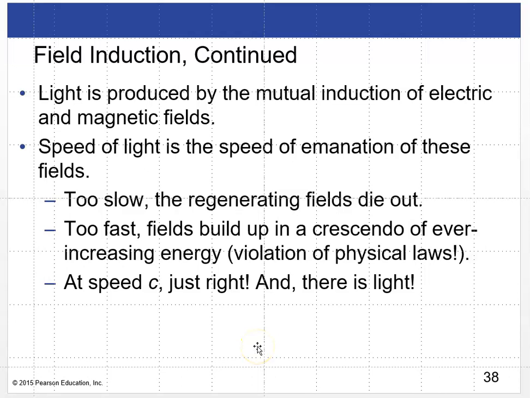If the electromagnetic radiation tries to go too slow, the regenerating fields die out. The electric field and the magnetic field don't self-induce each other. If it tries to go too fast, the fields build up, and that would violate conservation of energy. There's one Goldilocks speed that's just exactly right, neither too fast nor too slow. You wind up with light.